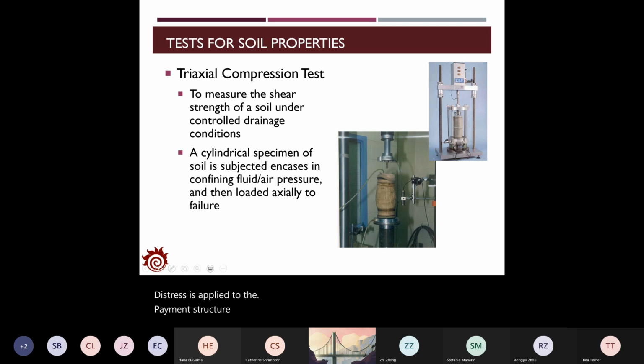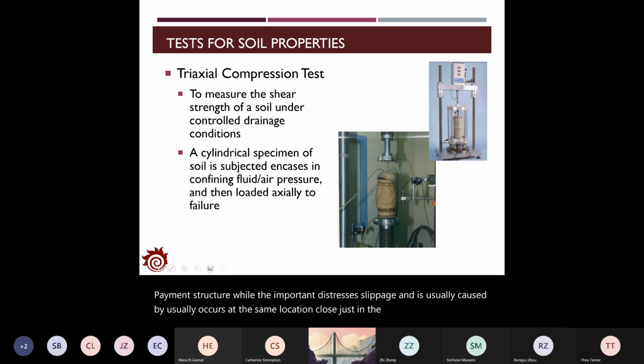An important distress is slippage, and it usually occurs at some location close to the front of an intersection, caused by the deceleration or acceleration of vehicles. This deceleration and acceleration behavior will generate a very large shear force on the pavement structure. And if the pavement material is not designed appropriately to support this shear force, then it will cause some failure, and we will observe this slippage distress.